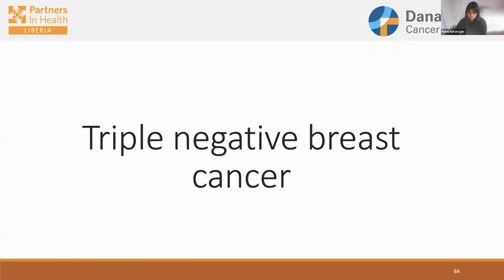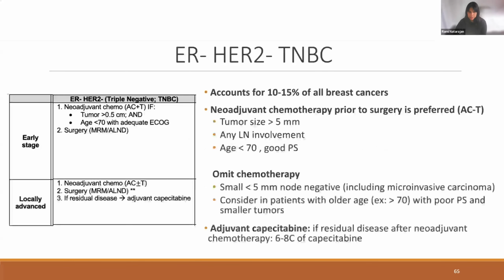So now we'll move on to triple negative breast cancer. This accounts for about 10 to 15% of all breast cancers. And generally, neoadjuvant chemotherapy is preferred prior to surgery according to the resource stratified guidelines. So if the tumor size is greater than 5 millimeters, any lymph node involvement, a good performance status and young age, patients can get ACT.